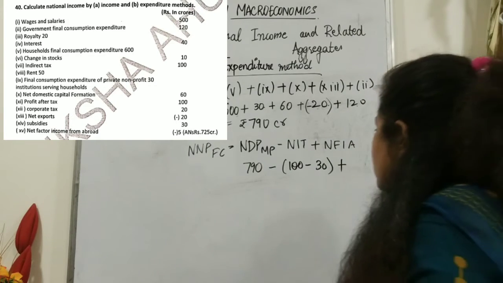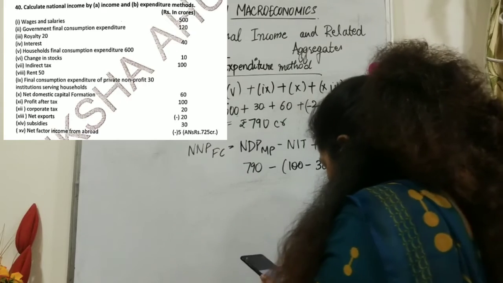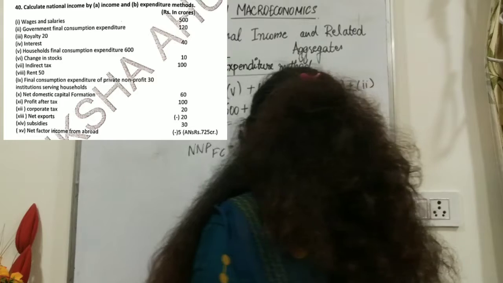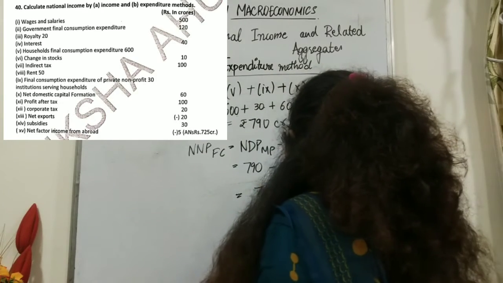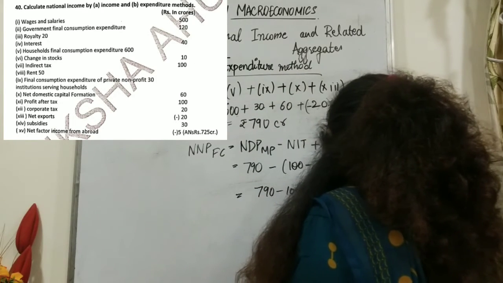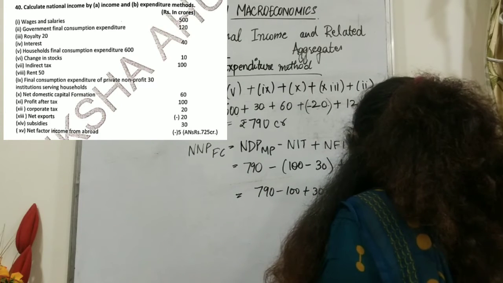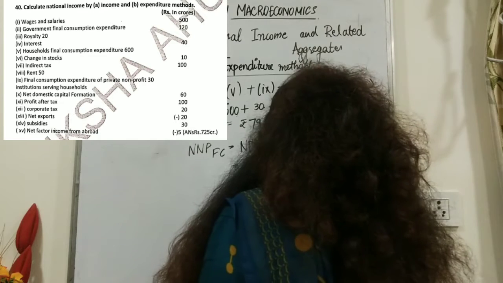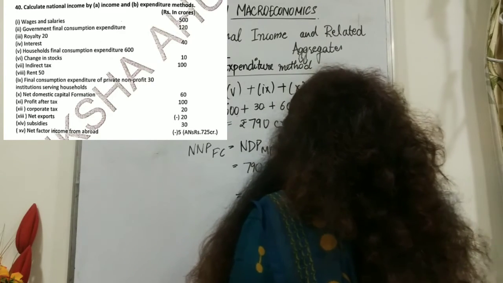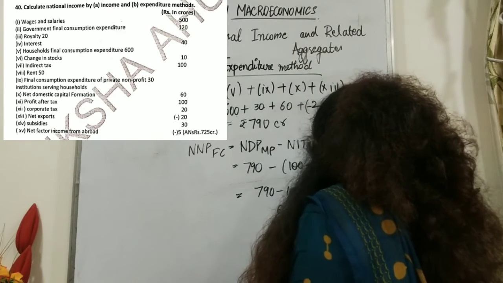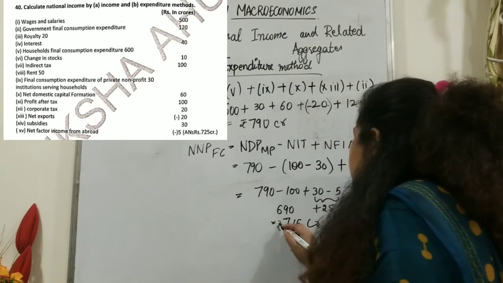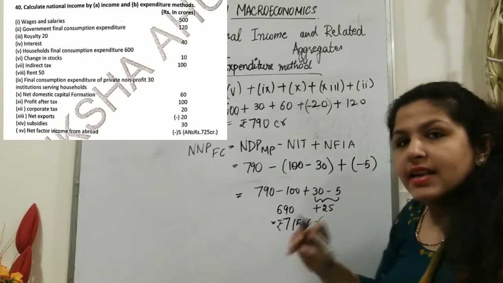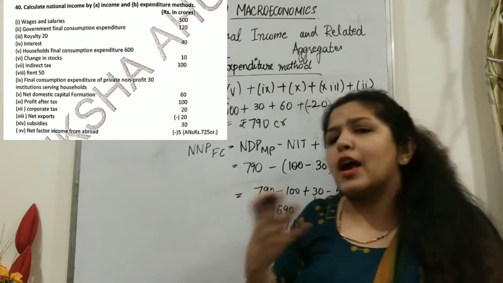NFIA is given how much? It is given minus 5. So let's solve for this. How much is coming? 790 minus 100 plus 30 minus 5. So it is 25 plus, and it is 690. So it is 715 crores. See, from income method it was coming 725, but from expenditure method it is coming 715. So there is a gap of 10.